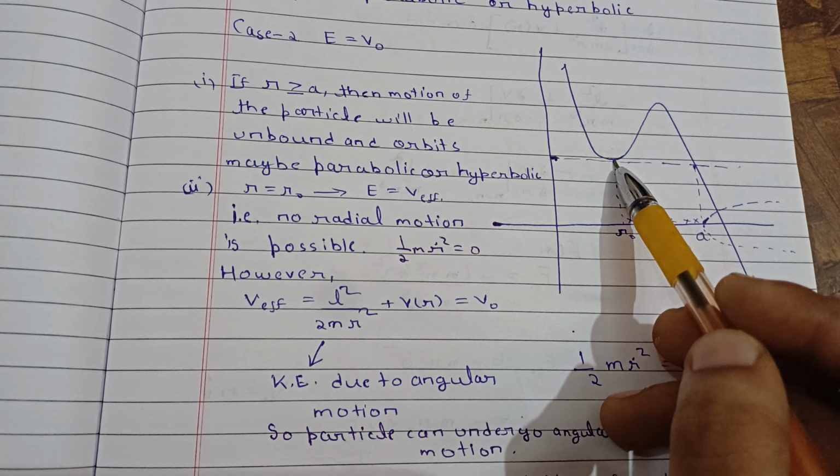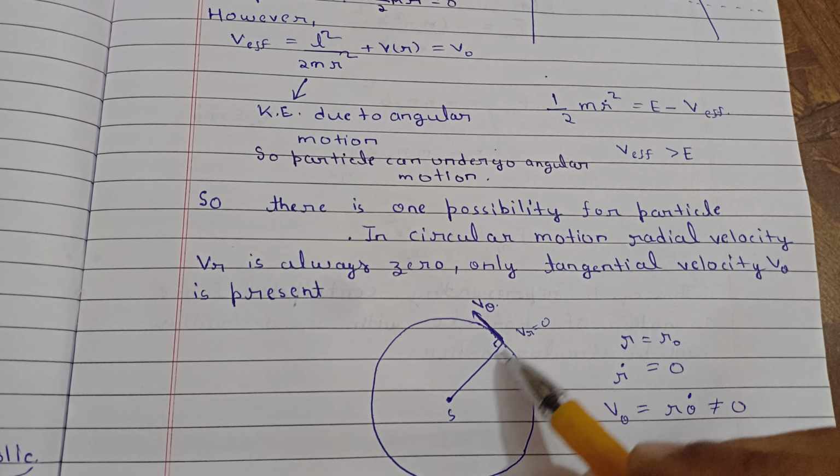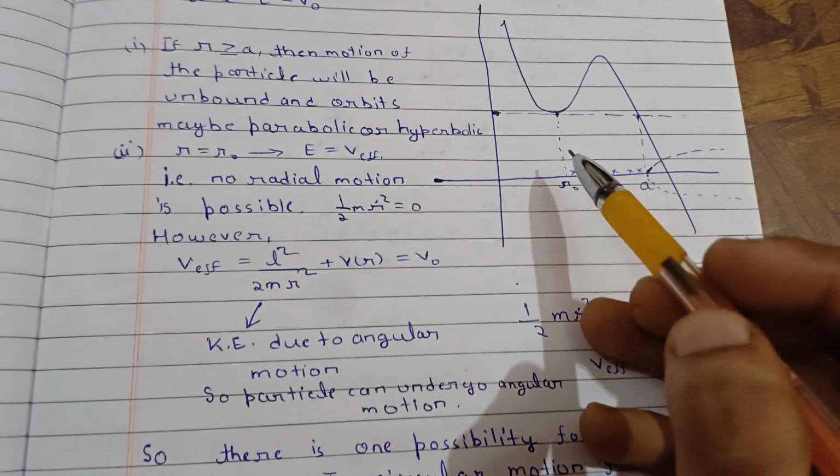So what kind of motion can you guess? It will be circular, because in circular motion you can see the radial velocity is 0, because this radius is not going to change. That's why r dot will be 0, and r dot is the velocity, and you will always have this v theta in the whole motion, because it is 90 degrees. That's why Vr equals 0. So at this point the motion of the particle will be circular.